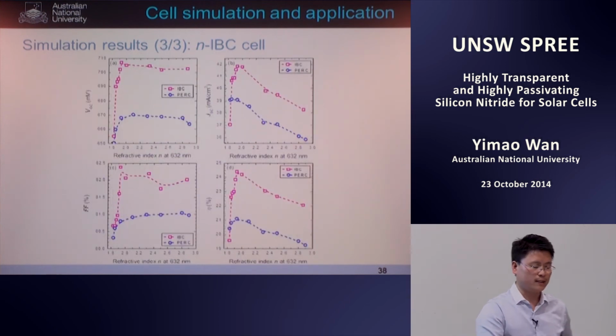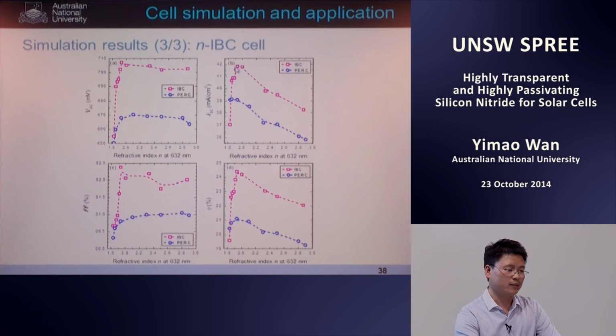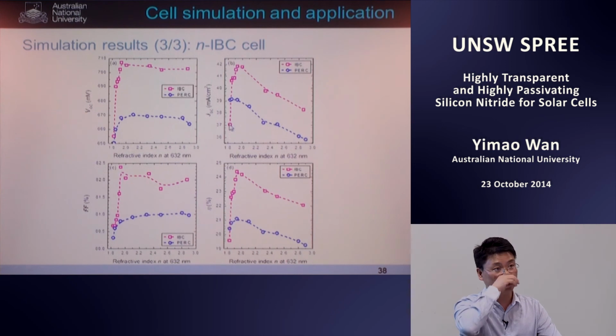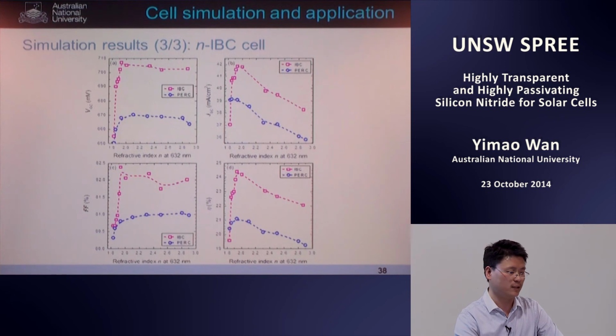And here are the IBC cell results, and they show quite similar trends to PERC cells for the VOC and the fill factor. So it increased quite significantly and then stays flat. But the current behaves quite differently to the PERC cell. This is basically because IBC cells are very sensitive to the recombination at the front surface. And the final efficiency shows an optimum at refractive index 1.9 here.